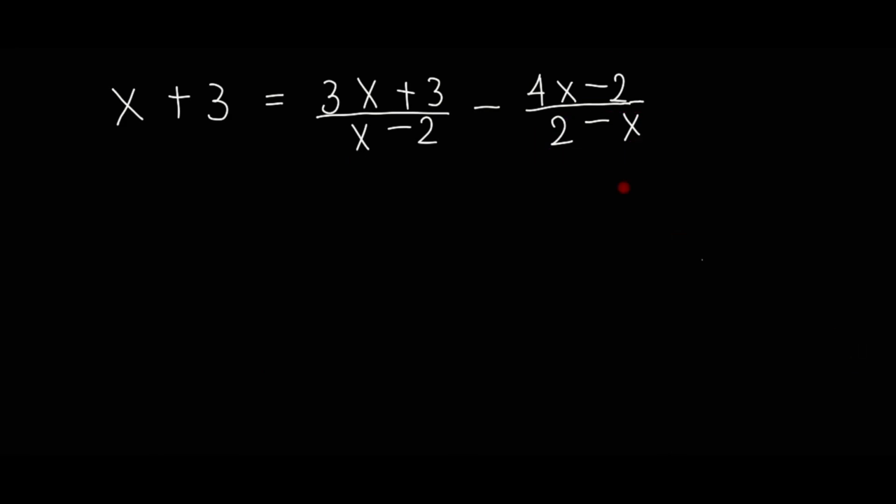For this part, if I take minus 1 as a common factor, we will have x minus 2, notice, because minus times x is minus x, and then minus times minus 2 is positive 2.